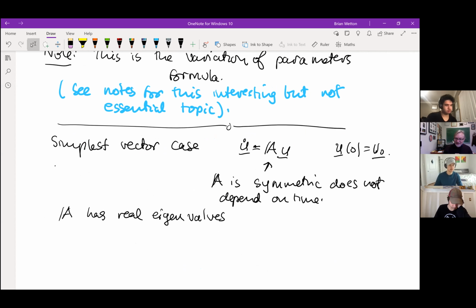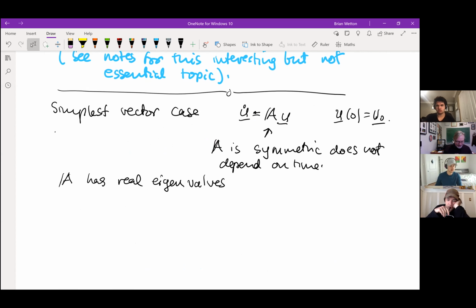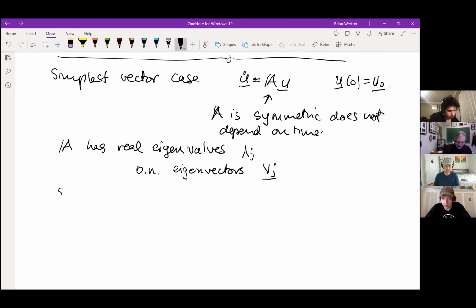Okay, so we're looking at this game now in this case with some simple simplifications that we can make. We've got real eigenvalues, and we've got orthonormal, ON for orthonormal, eigenvectors v_j. And remember, I've got n of these things, it's a basis.